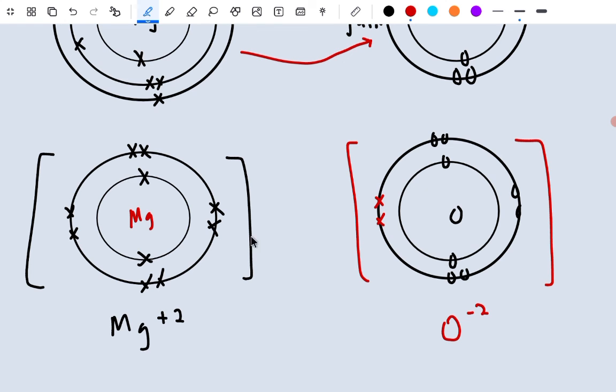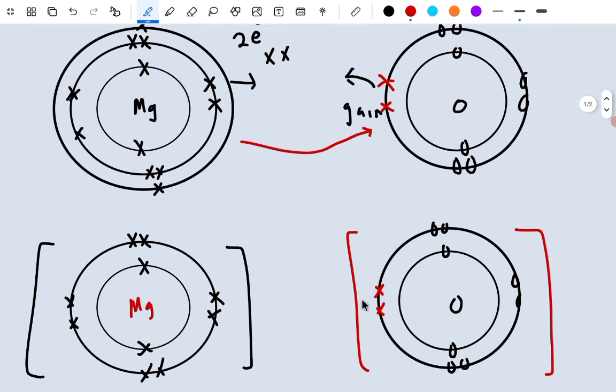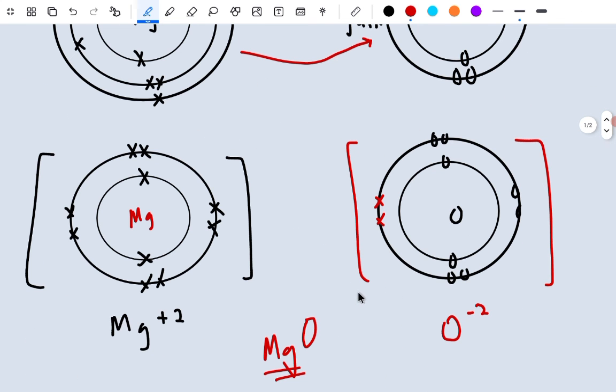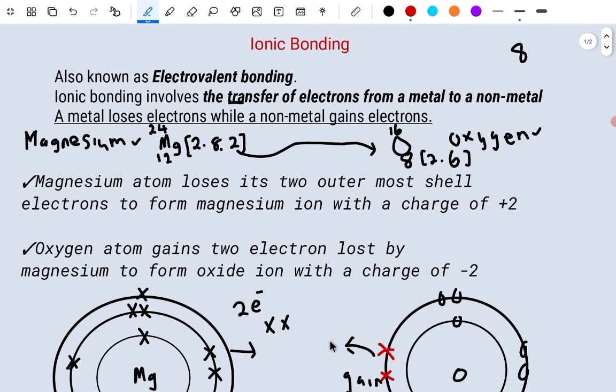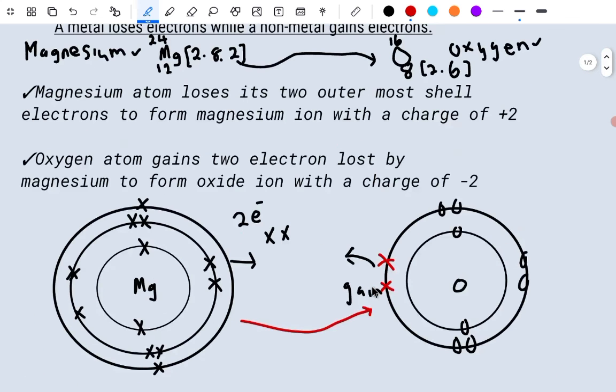So this is the bond that has actually taken place, and when these two come together, it is now called magnesium oxide. That's how magnesium oxide is formed. I think by now you get the idea what is happening. So this is a bond. I can't explain everything in one video, so just bear with me the little that I can do to try and make things easier.